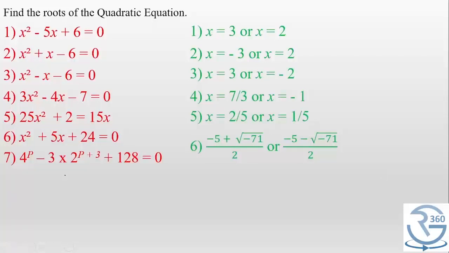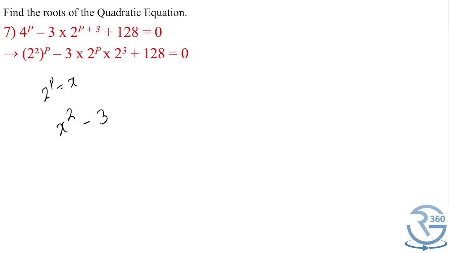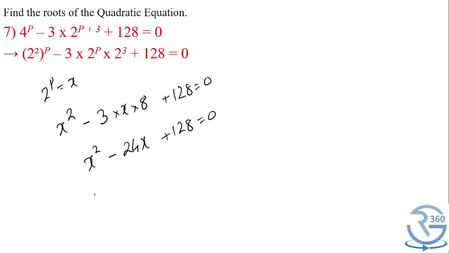So let's solve the final example. 4 to the power p minus 3 into 2 raised to p plus 3 plus 128 is equal to 0. Now I can see there is no x. So I am going to put the value of 2 raised to p as x. So this equation is nothing but x square minus 3 into x into 8 plus 128 is equal to 0, or x square minus 24x plus 128 is equal to 0.